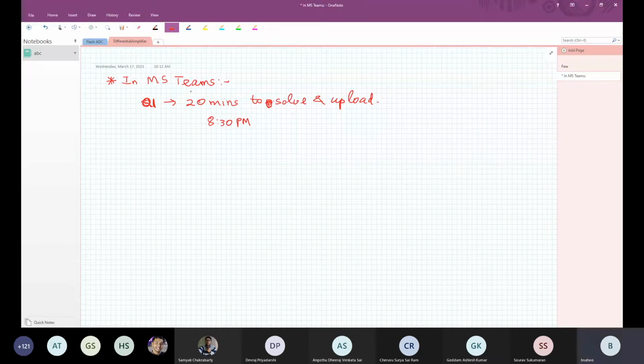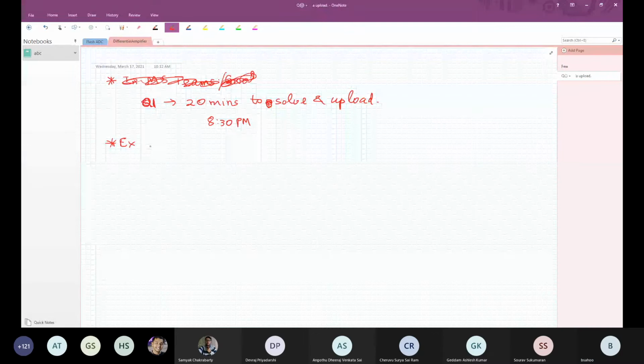Okay, I have to see if it is MS Teams or Google Forms. Sorry, I made a mistake. So it will be on Google Forms. Sorry, the exam will be on Google Forms.